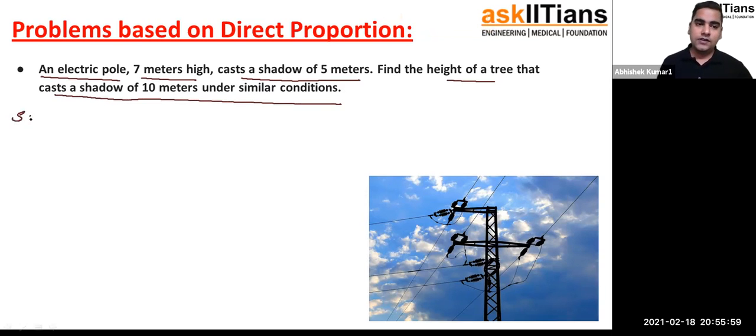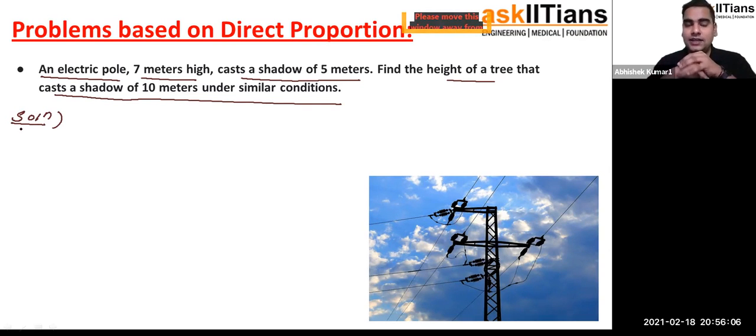I would like to know one thing from you guys. Will the length of the shadow depend upon the height of the pole or tree or whatever object is under consideration? The lengthier the object is, the longer the shadow would be, correct or not? That means if one value is more, the other value will be more. True? If the length of the electric pole is more, automatically the length of the shadow formed by the pole is going to be more. If the length of the electric pole is less, the shadow formed will automatically be less. Right or not? So this is a problem of direct proportion.